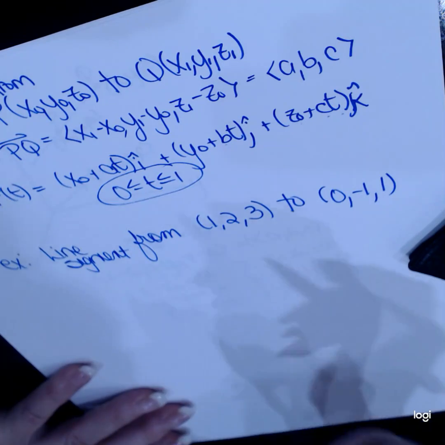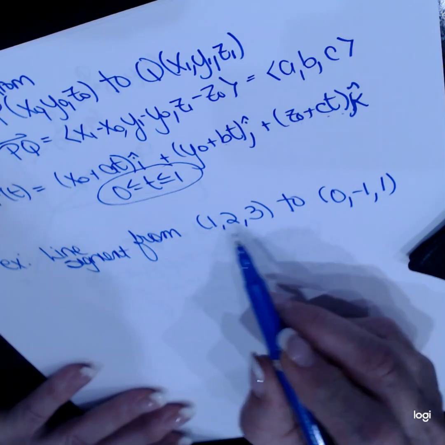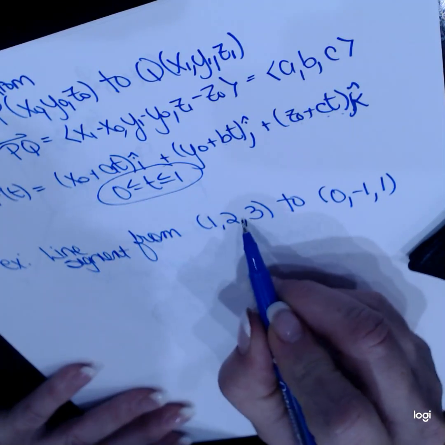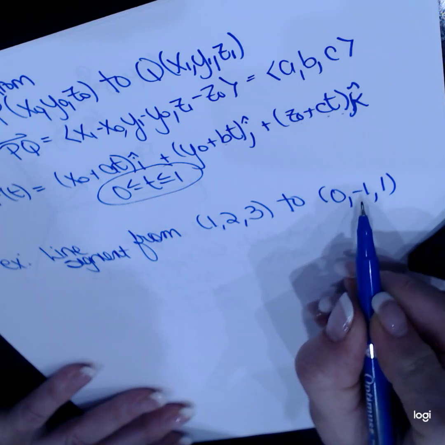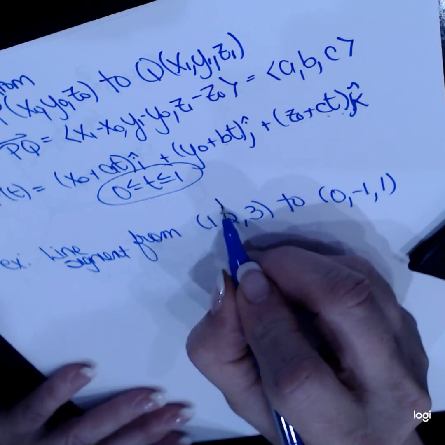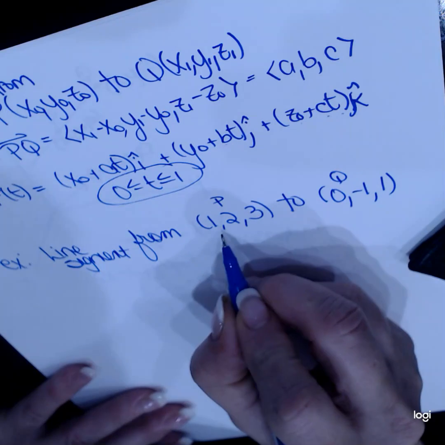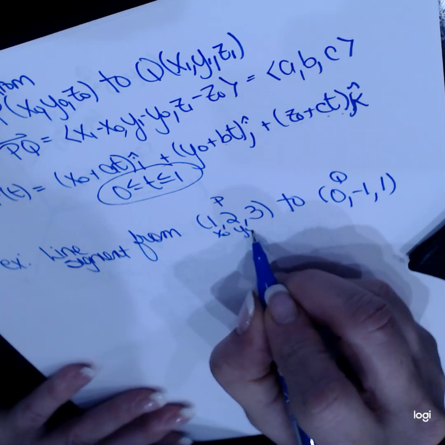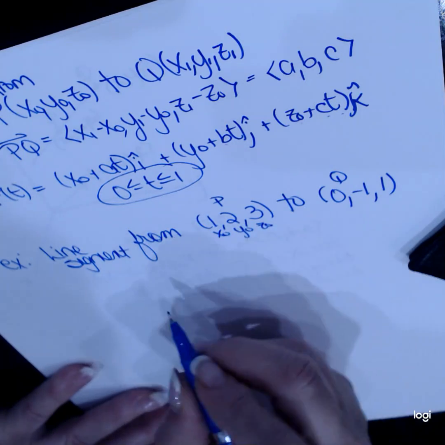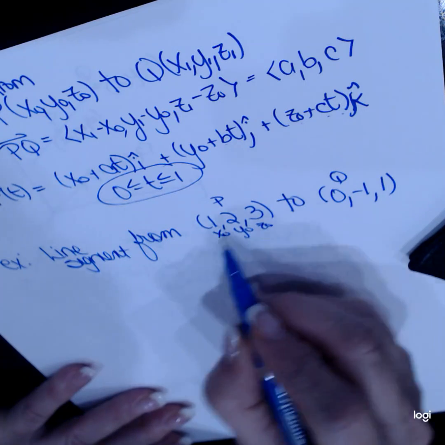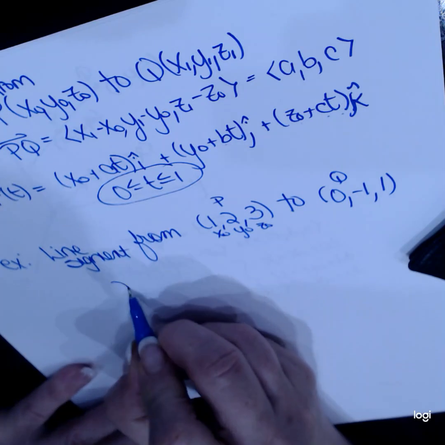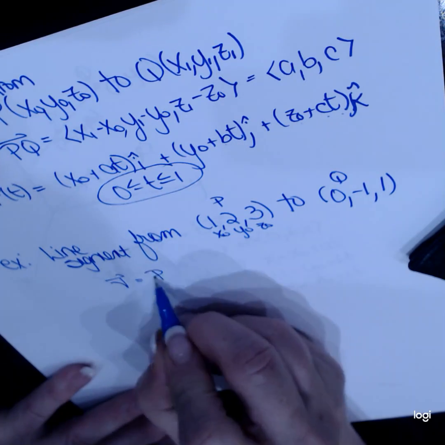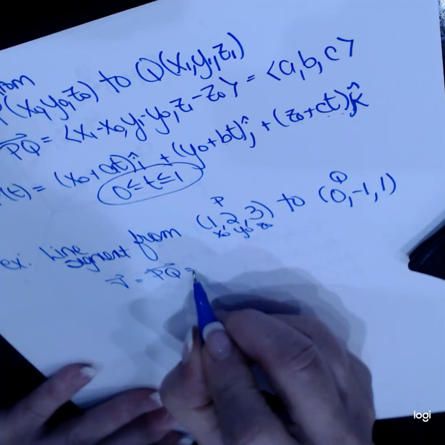So let's look at an example here. Let's do the line segment from the point 1, 2, 3 to the point 0, negative 1, 1. So we'll call this P, we'll call this Q. This is important here. This is our x naught, y naught, and z naught. So there are two things that we're going to need. We need the initial point, which we have, and we need that direction vector. And for the direction vector, we're just going to use the vector PQ.